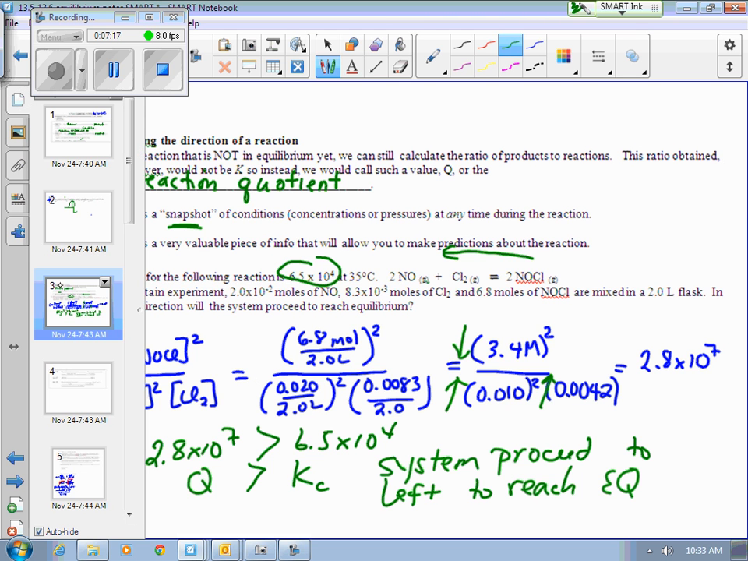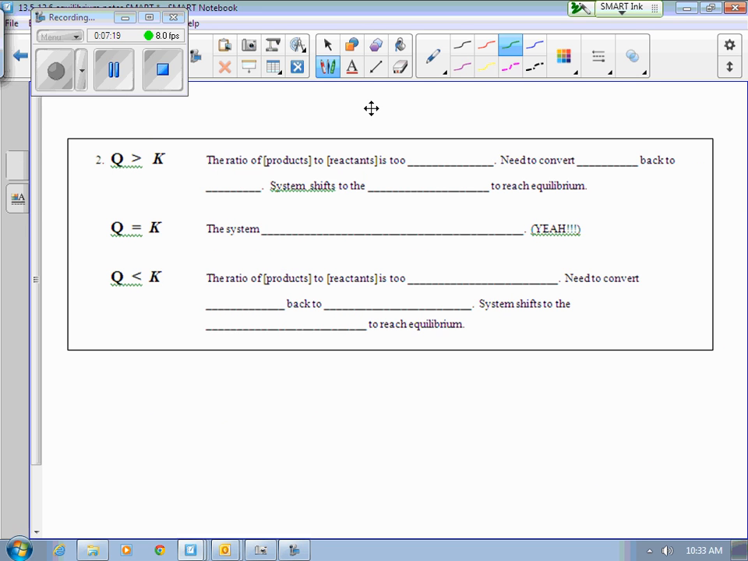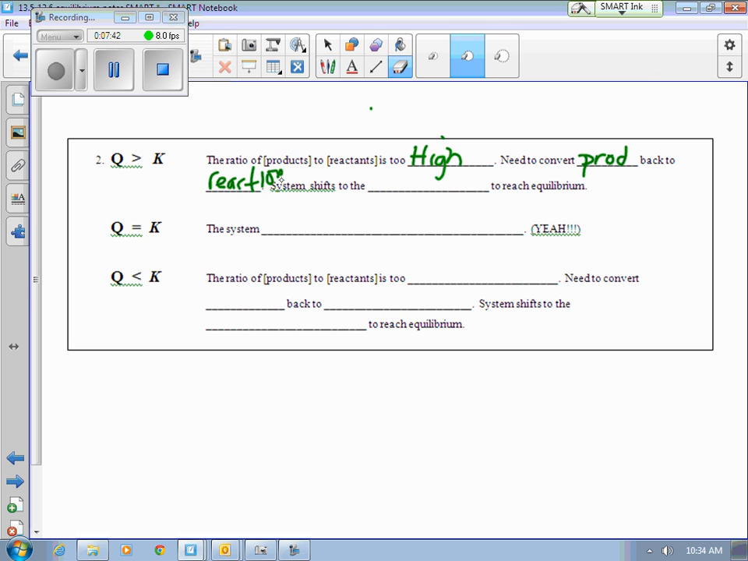All right, to summarize, we have this cute little box. If Q is greater than K, that's exactly what we just saw. The ratio of products to reactants is too high, so you have too much product and not enough reactant. To fix that, you need to convert product back to reactants. Sorry about that. So the system is going to have to shift to the left to reach equilibrium, just like in the example.